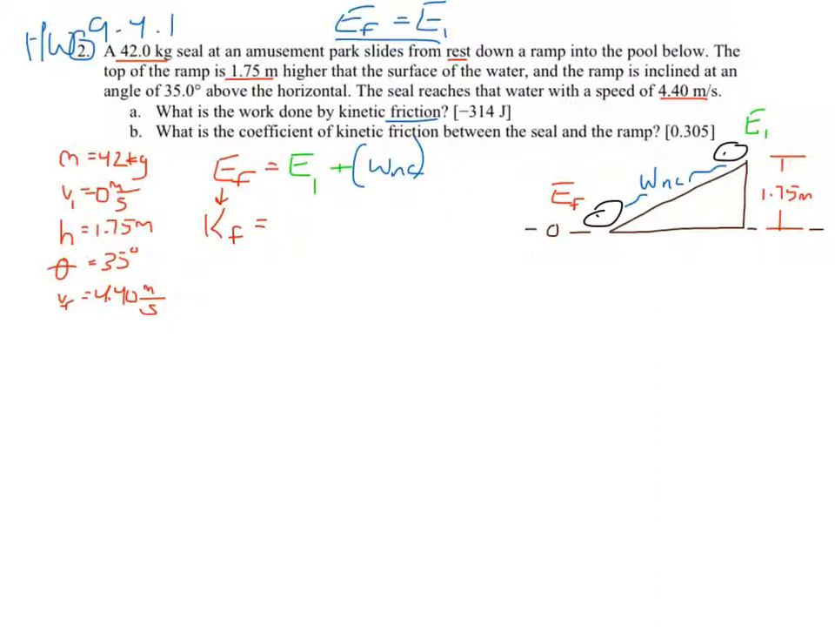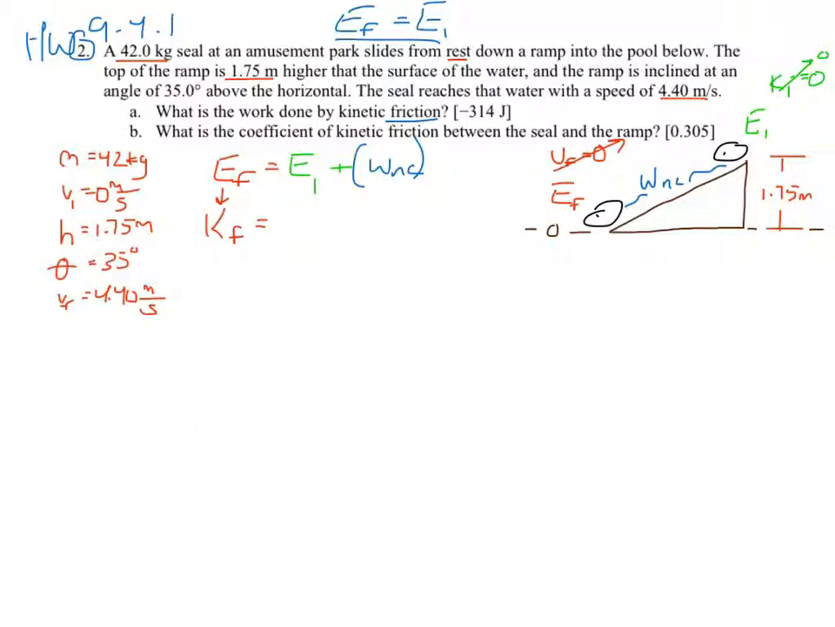Energy initial, what kind of energy does it have initially? Well, I'll tell you what kind of energy it does not have initially, and that is kinetic energy. Kinetic energy initial equals 0. Why is that? Because it's not moving at all. Just like at the very bottom right here, kinetic or potential energy final equals 0.